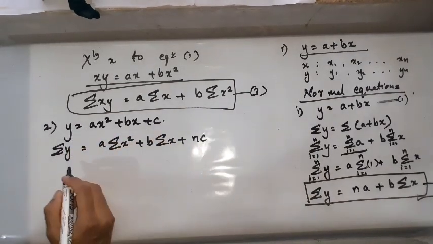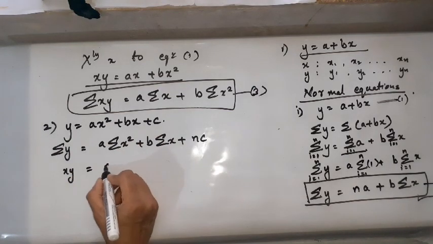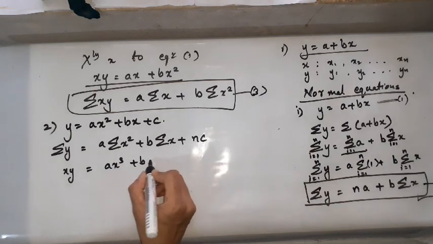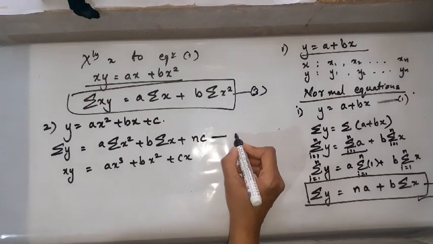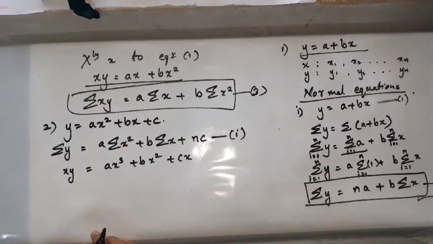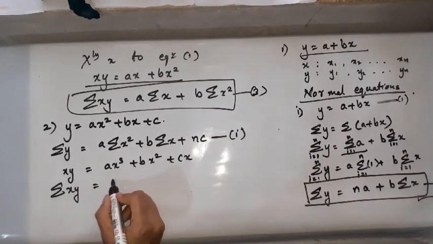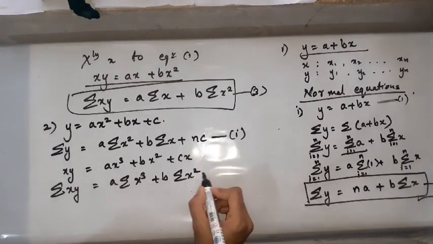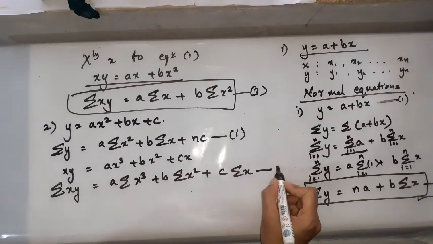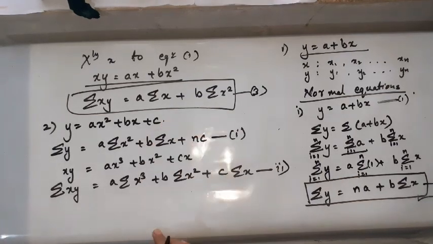Similarly, now you multiply x to this equation. It becomes xy, which is equal to ax cube plus bx square plus cx. Now you take the summation. It becomes summation xy is equal to a into summation x cube plus b into summation x square plus c into summation x. This becomes your second normal equation for this curve.